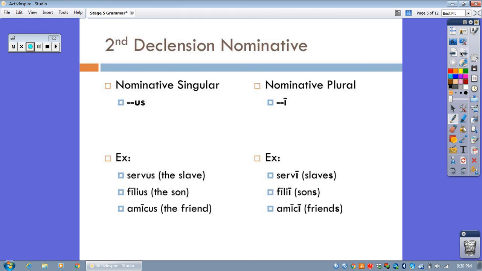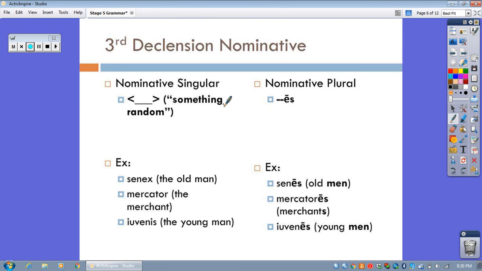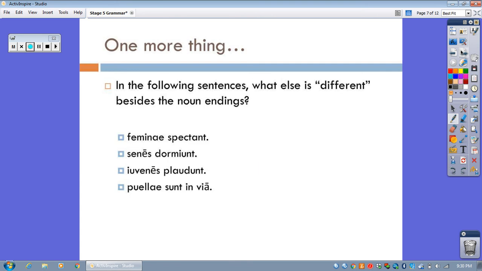Pretty straightforward again. And then our junk pile, third declension, always something random in the nominative singular. I mean, check that out. Senex, mercator, and iuvenis, 3 completely different endings. But hey, nominative plural, they all have the same ending. ES. Senes, the old men. Mercatores, merchants. Iuvenes, young men. Cruising right along. Let's take a look at some of these sentences here.